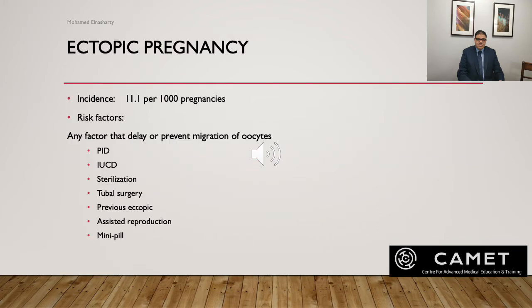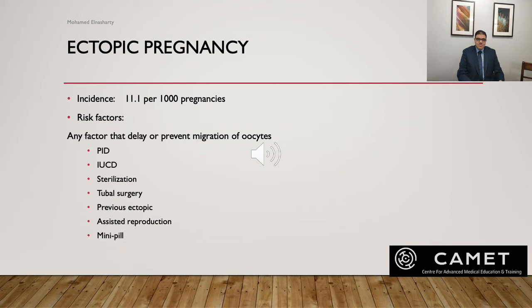Ectopic pregnancy incidence is 11.1 per 1,000 pregnancies, but it actually represents 3 to 5% of patients presenting to the early pregnancy unit. The difference is that these patients are referred from their GP or come because of a complaint, most likely pain or bleeding, which are symptoms of ectopic pregnancy. But in the general population, the incidence is 11.1 per 1,000.